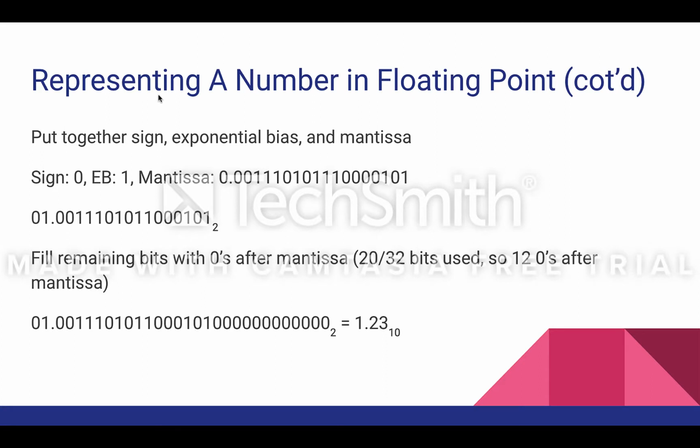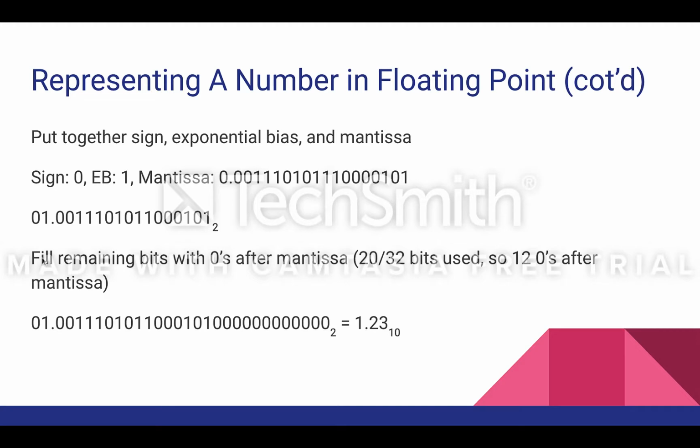Once we do all that, we want to put it all together. We want to put together our sign, our exponential bias, and our mantissa. So just to recap, we have our sign here, 0, exponential bias, 1, and our mantissa here. It's this long number. So we want to put it all together, sign 0, exponential bias 1, then here's our binary point, and then we'll put our mantissa on the end.